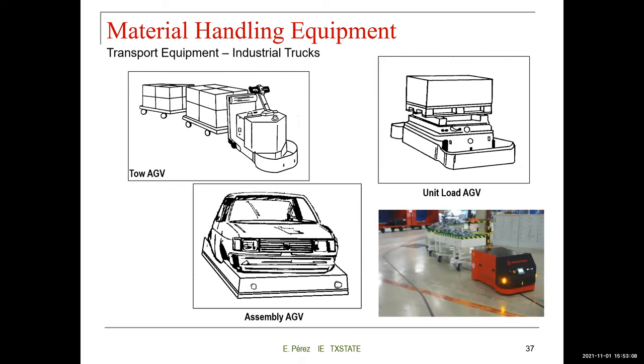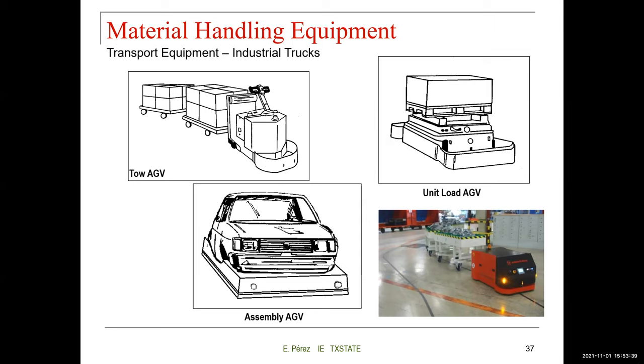AGVs, these are pretty common now in big warehouses like Amazon, the one that we have here in San Marcos, that rely on these AGVs to move the racks. Every rack can be moved with one of these AGVs. And depending on the product that you need to pack for a box, the AGV will bring the rack that is storing that specific product to the operator that is preparing the box.